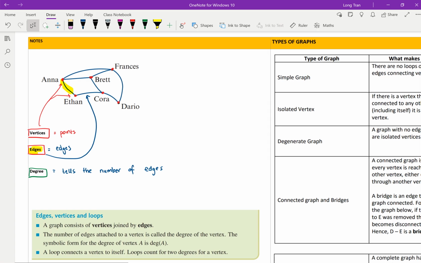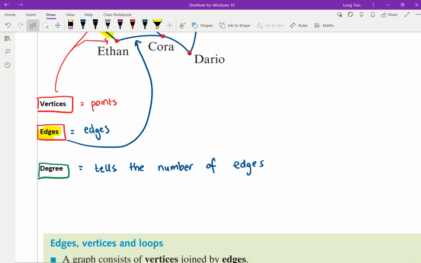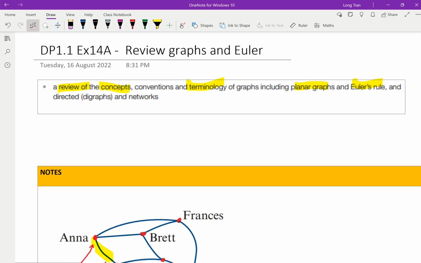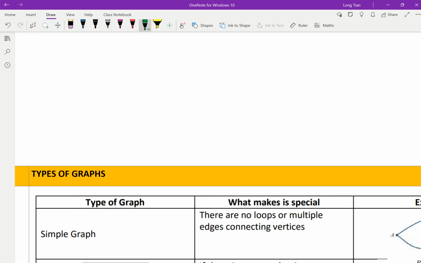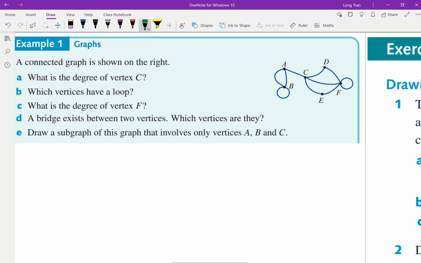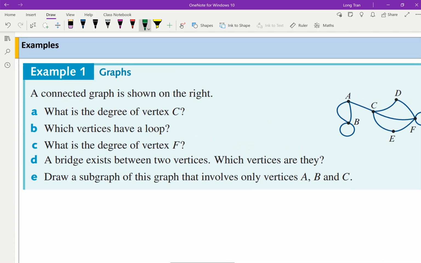So 3 things I wanted to recap on: vertices, edges, and degrees. So that's the first thing in terms of reviewing what you need to know, in terms of concepts and terminology. Moving on to an example. So let's say this example over here. You got example 1. You got a connected graph shown to the right, here we go.